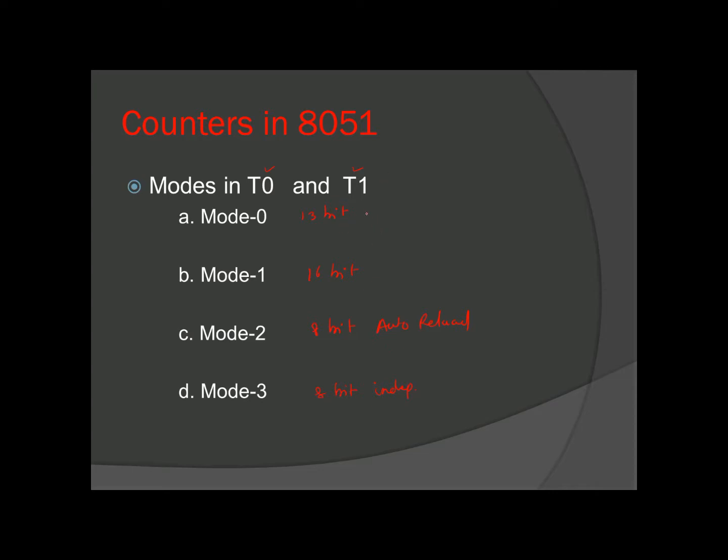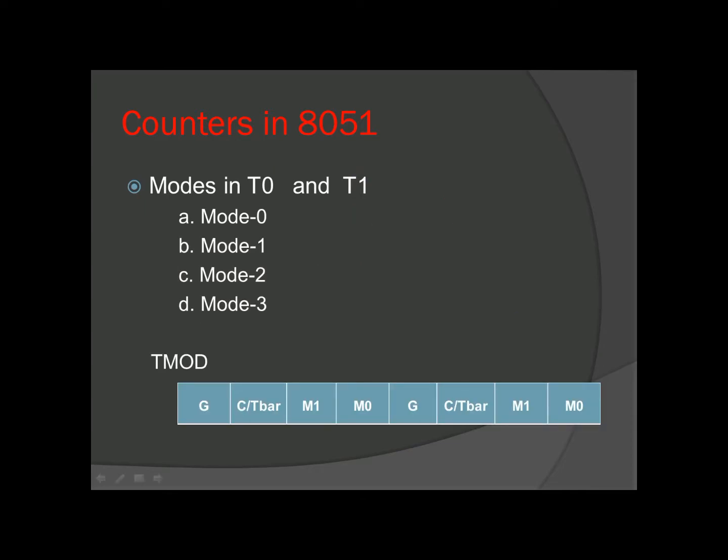Now, mode 0 and mode 1 are almost the same, except for the number of bits. So let's go and explore this. Using mode 0 or mode 1, since mode 0 is 13-bit, we can count up to 2 to the power 13, and since mode 1 is 16-bit, we can count up to 2 to the power 16. Since mode 2 is auto reload 8-bit, it counts up to 2 to the power 8. Similarly, mode 3 counts up to 2 to the power 8 independently.